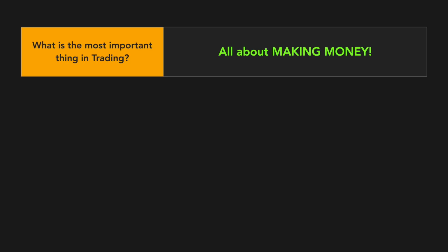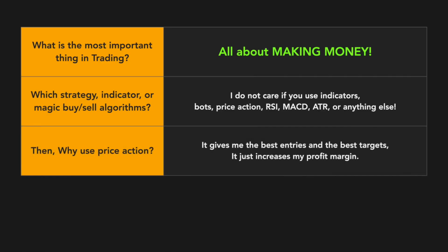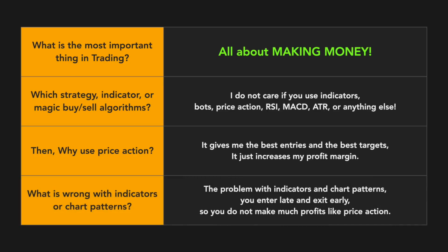It's all about making money. I do not care if you use indicators, bots, price action, RSI, MAs or ATR. I really do not care. Do you make money or not? That's all that matters. Then why use price action? The reason that I use price action, it gives me the best entries and the best targets. It just increases my profit margin. The problem with indicators and chart patterns, you enter late and exit early, and you do not make much profit.